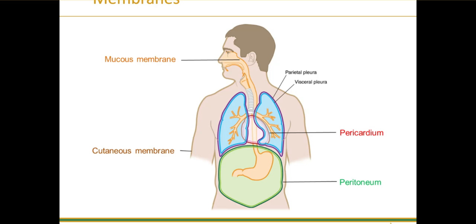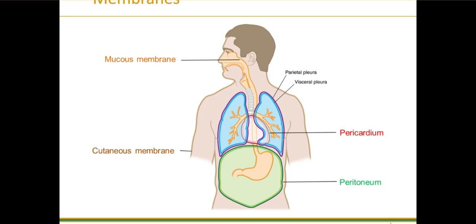This next one is the cutaneous membrane. This is also referred to as the skin, and this is the body's largest membrane. And then you have the serous membrane. This is composed of simple squamous, a single layer of epithelial cells, and this lines the areolar connective tissue. So you have three different types of serous membranes.